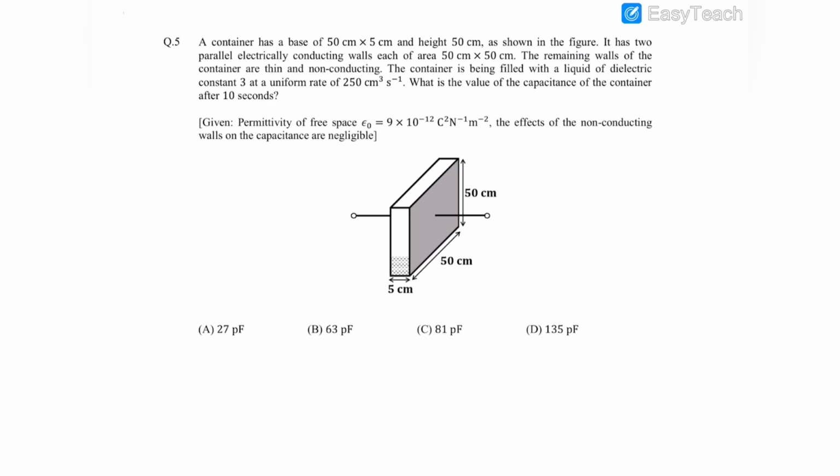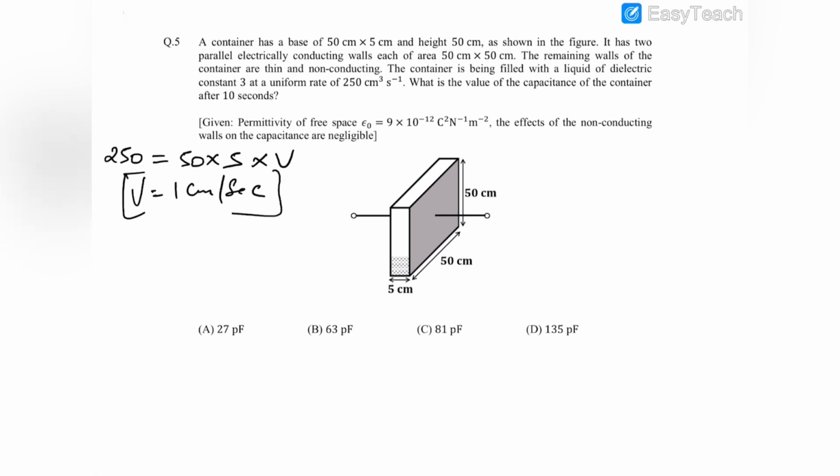So first of all, let us see that the rate at which liquid is filled is 250. So 250 is equal to the area of cross section in which liquid is filling. The area of cross section would be 50 into 5, and v is the velocity. I have used rate of flow Q equal to A1 V1, that is A V. So you can see that v is equal to 1 centimeter per second.